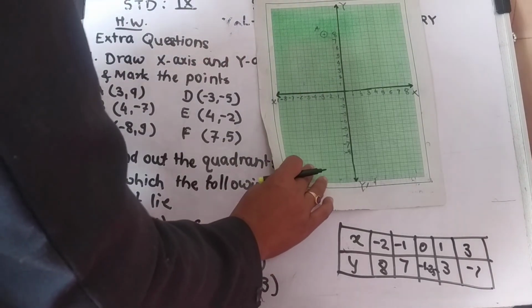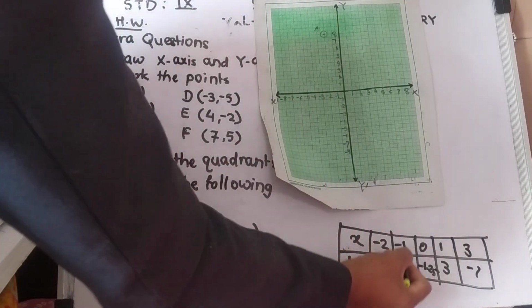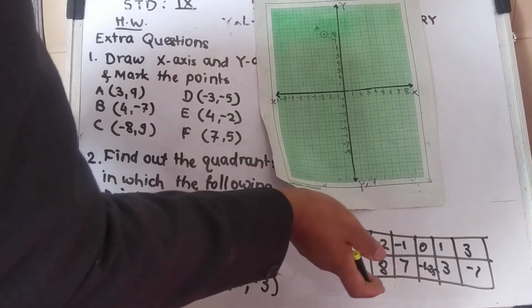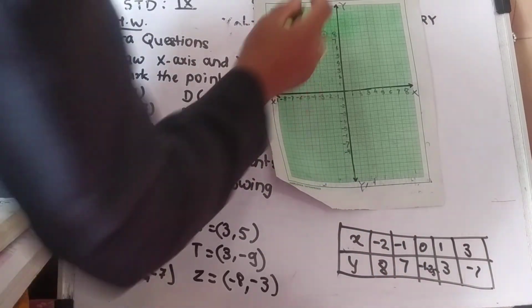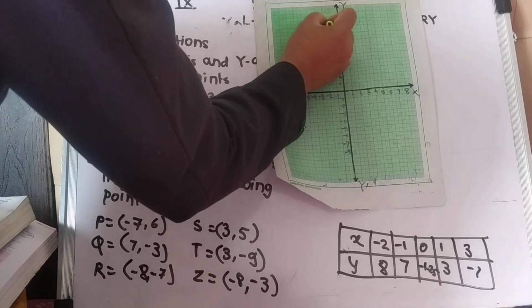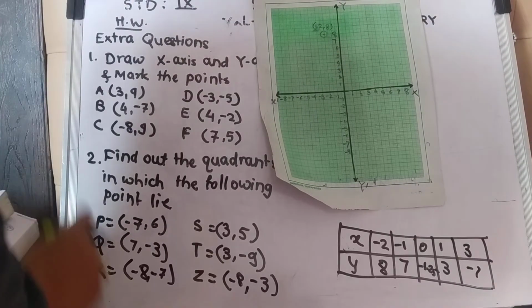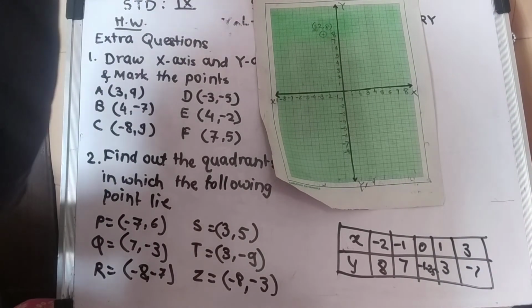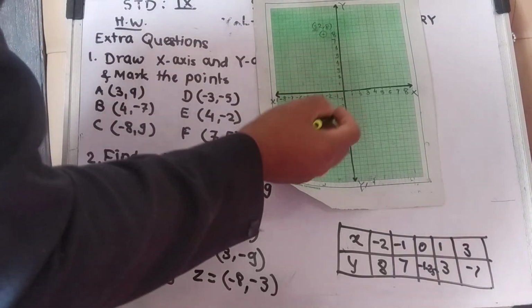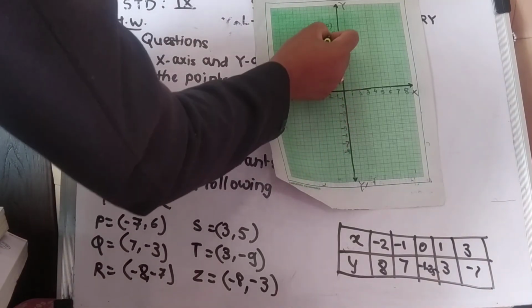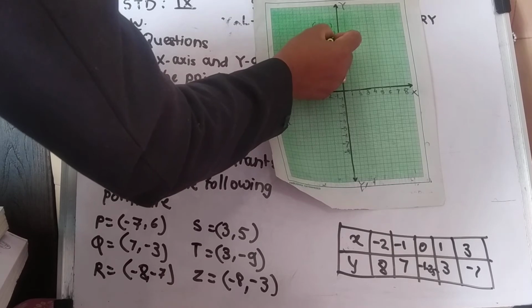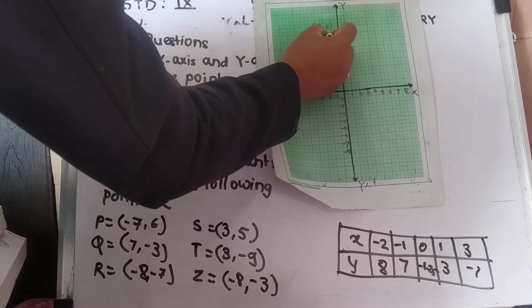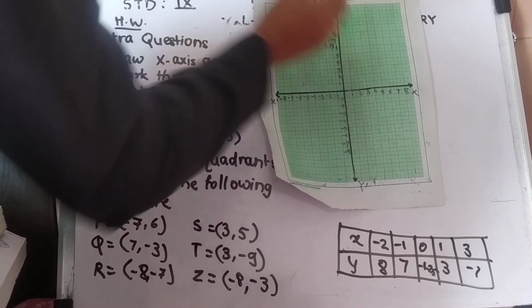Right? Then we have the next point, minus 1 and 7. Here labeling is not given. Then you can also just write minus 2 and 8, the coordinates over there. Then we have minus 1 and 7. So minus 1 and 7, here it will come. Right? Write down its coordinates, minus 1 and 7.